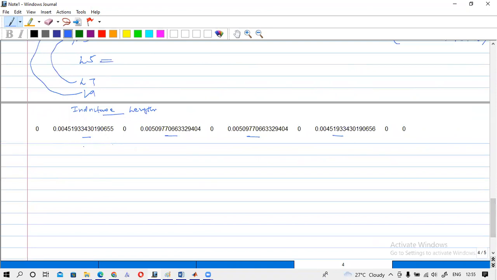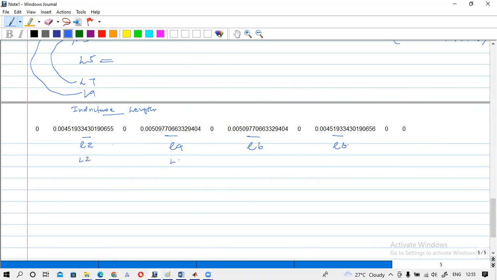So these are the lengths of the transmission line: L2, L4, L6, L8. This is related with inductor 2, inductor 4, inductor 6, and inductor 8. You can see that 4 and 6 are equal, and 2 and 8 are equal, symmetrical. So you can verify that our calculation is correct.